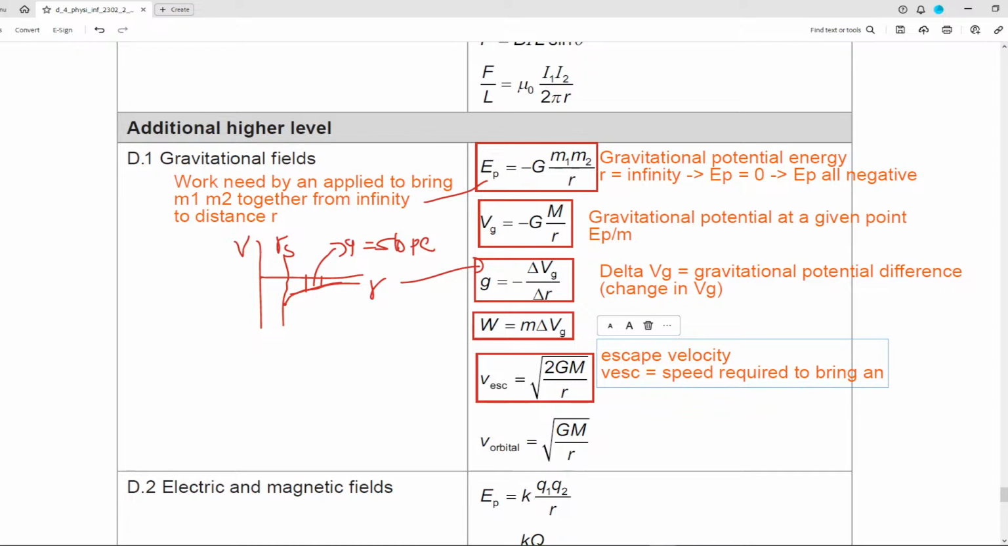Speed required, initial kinetic energy required to bring an object from distance r to infinity, escaped, and stop. When you're infinitely far, you don't have to move anymore. You can go further if you want to, but escape velocity is the minimum amount of speed. So you have to bring it to infinity and stop there. Then you escaped, that's it. You can have more, you can go further, but the minimum speed required to escape is this value, which means by minimum, I mean bring it to infinity and stop there.